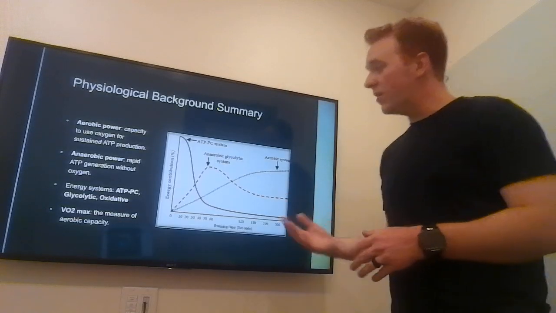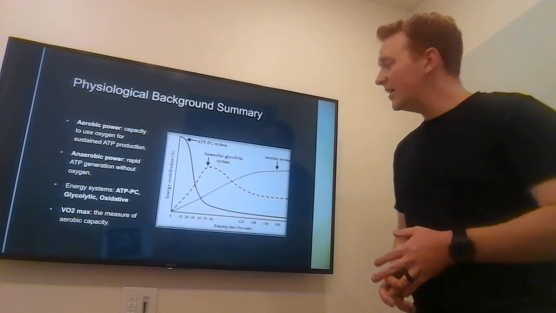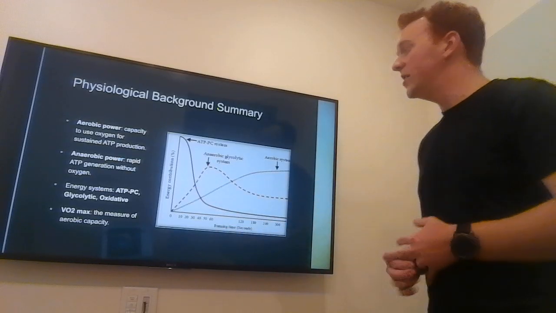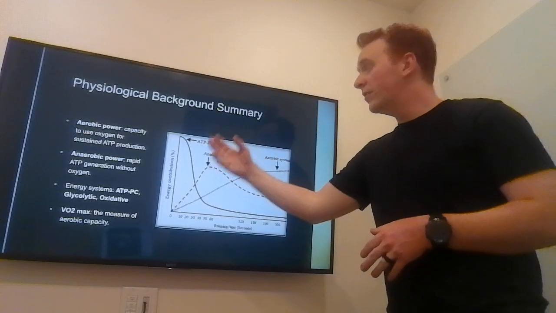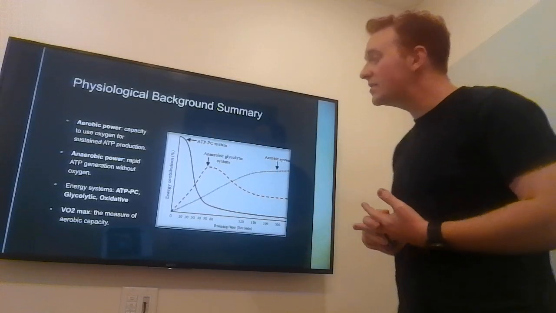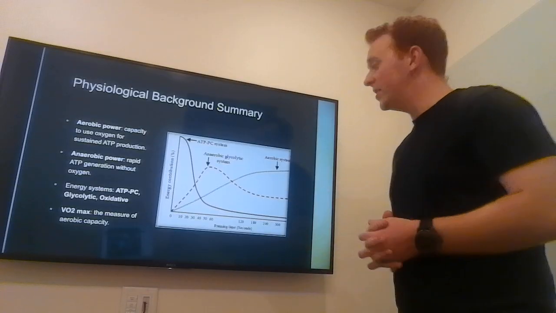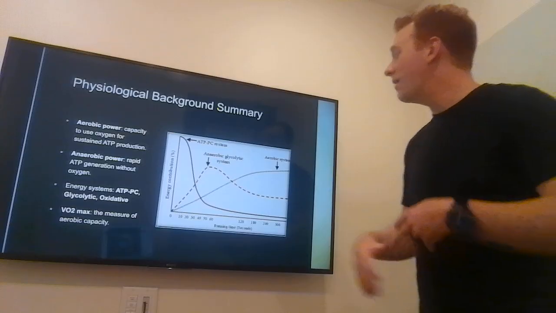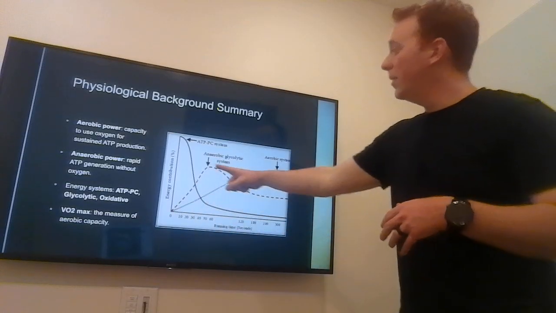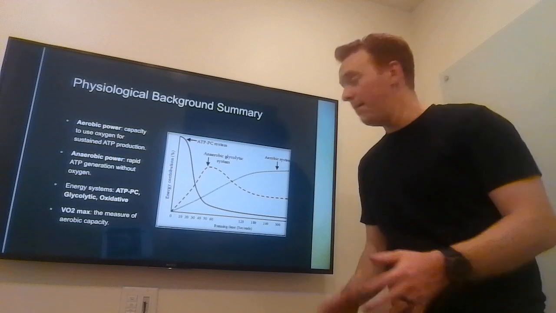Here's a little graph that shows the difference between running time in seconds and energy contribution in percentages for each system. For example, the ATP-PC system uses a lot of energy contribution in a short amount of time and then kind of dies out after a long amount of time. And you can see that with anaerobic and aerobic, which kind of increases over time.